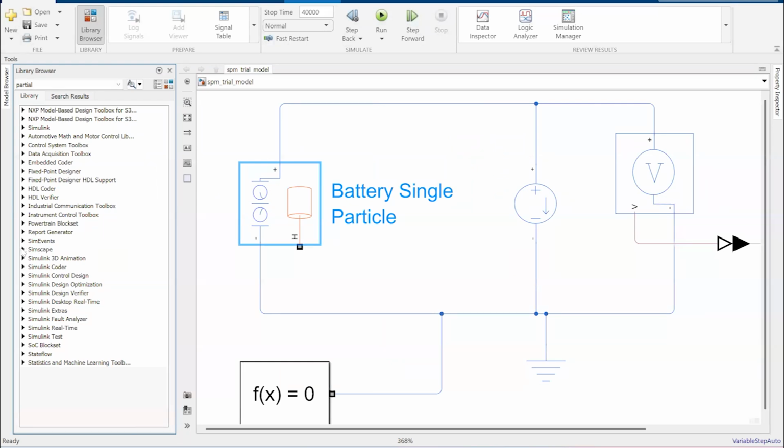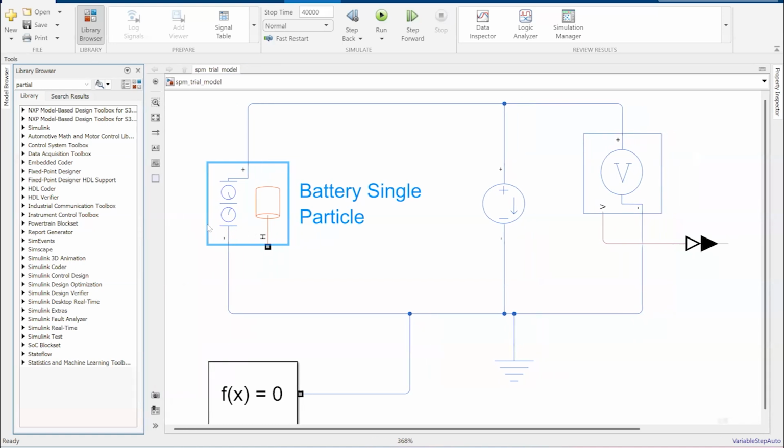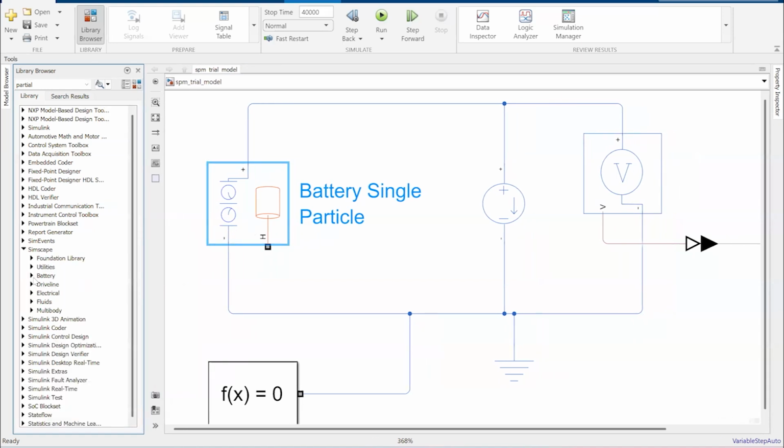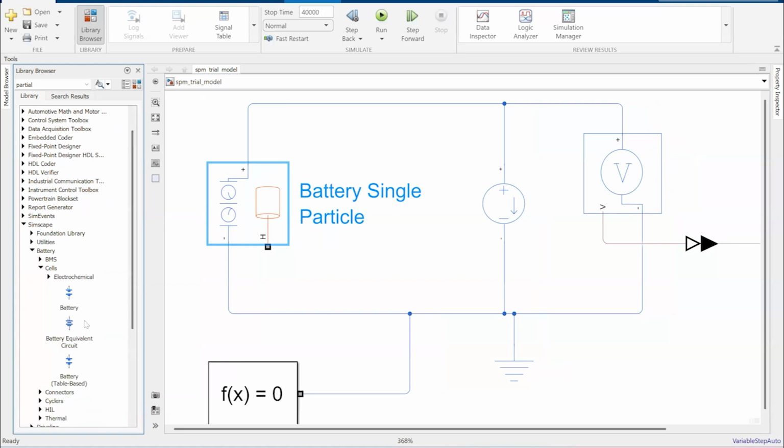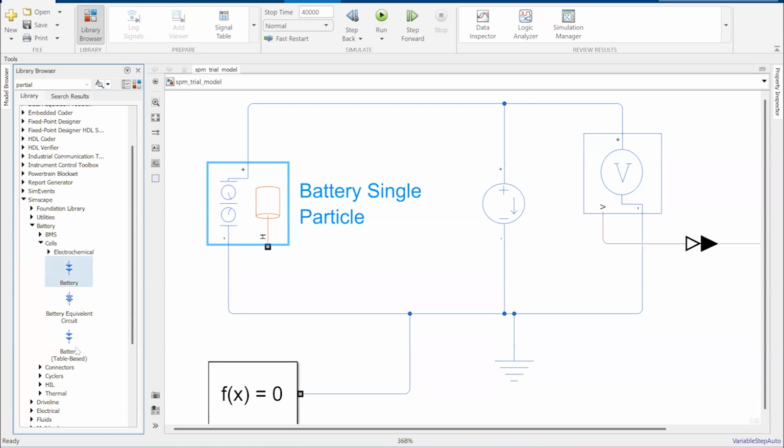So we can actually find this under Simscape. And if you go to battery, you can find it under cells. So electrochemical, you can find this over here, battery equivalent circuit, table based. So single particle model will be available over here.